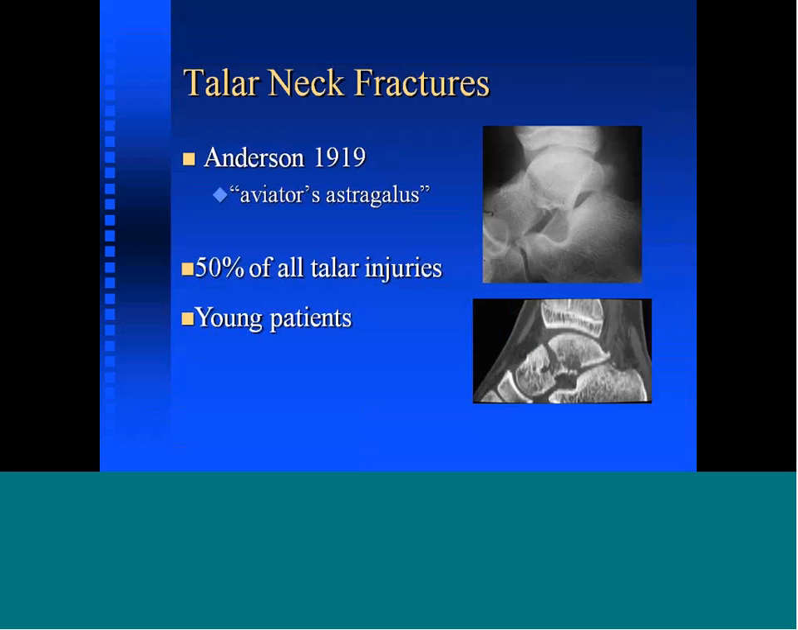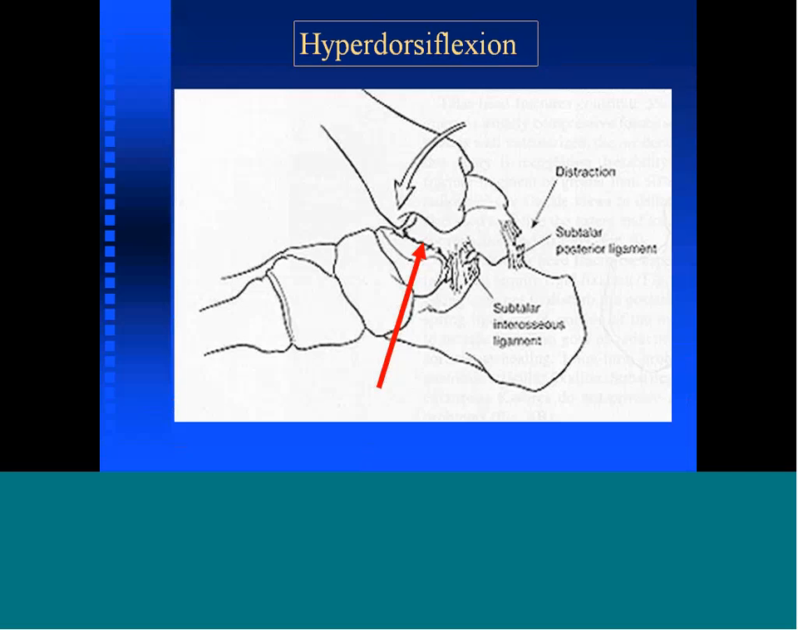This is a fracture that was well described back in the early 1900s, the aviator's astragalus, and this is one that we oftentimes now see with motor vehicle accidents, the floorboard injuries. And it comprises 50% of all talar injuries, oftentimes in young patients with excellent bone quality. And this is the classic mechanism.